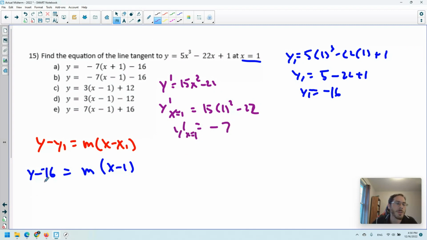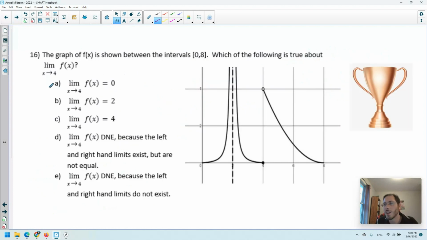And that's going to be our slope. So here I've got plus 16, so I can minus 16 both sides. So y is equal to -7x minus 1, minus 16. That's going to be answer choice B, and so that's what we got. For 16, we got another award.